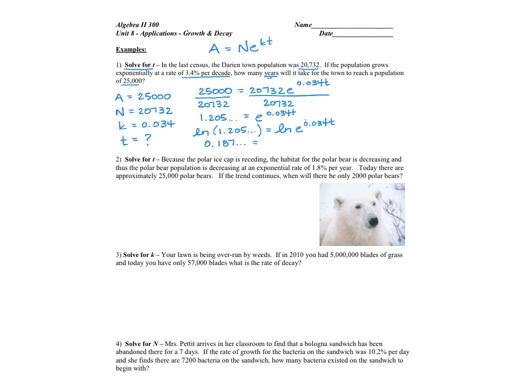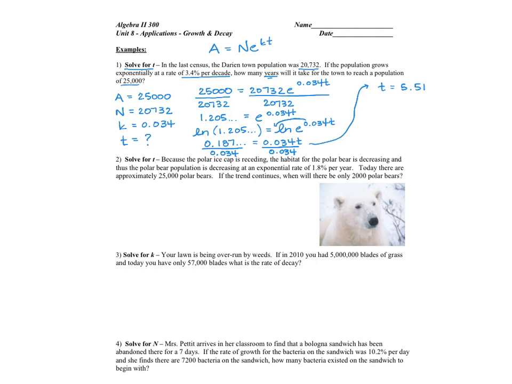Remember, our rules for exponents are to pull that exponent out front, which will give me 0.034t, and the natural log of e is just 1, so I don't need it in this case. So now I'm going to divide by 0.034, and I'll find out that t is equal to 5.51. Now go back and remember what we had from the problem.